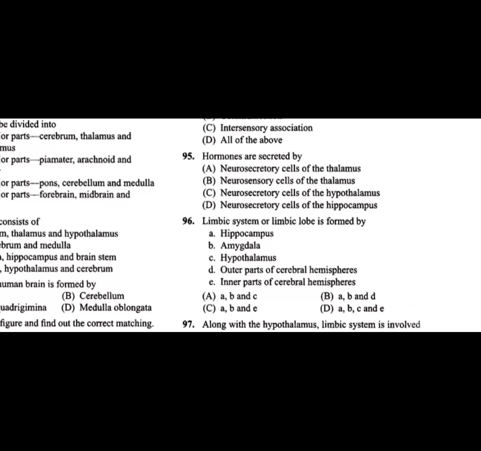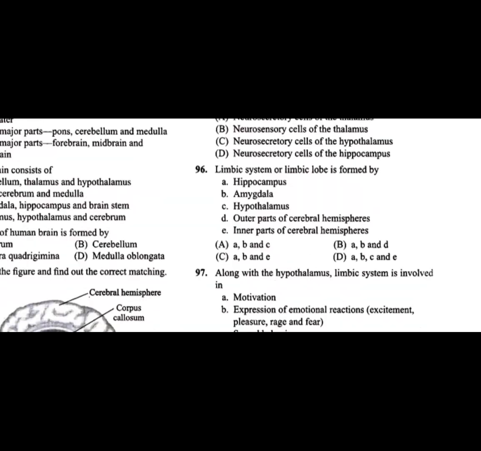The limbic system is part of the forebrain only. So not the outer cerebral hemisphere, but the inner part of the cerebral hemisphere. Yes. So that is the inner part of the cerebral hemisphere; the hippocampus, amygdala, all these together form the limbic system. So the answer for question number 96 is hippocampus, A, B, and E, students. That is, C is the answer. Question number 96, answer is C.